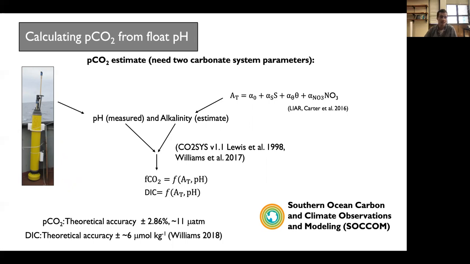Now, these are not as accurate as actual measurements. So theoretical accuracy from Nancy Williams' work for PCO2 is around plus or minus 2.9%, or around 11 microatmospheres, assuming near atmospheric PCO2, and a DIC of around plus or minus 6 micromoles per kilogram. For reference, good shipboard measurements are on the order of 2 to 3 microatmospheres of uncertainty.